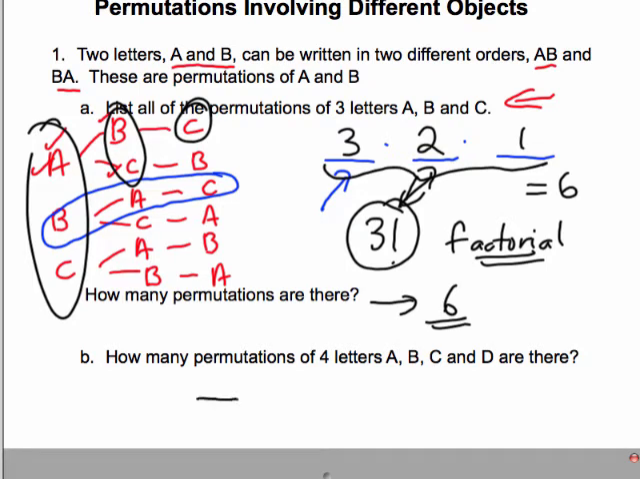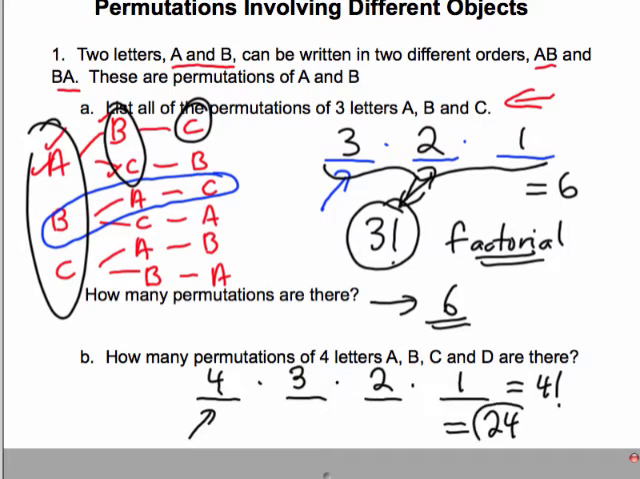it probably makes sense if we just do this. We could again do a tree diagram, but there's 4 ways to choose the first letter, 3 ways to choose the second letter, 2 ways to choose the third, and 1 way to choose the fourth, which would be 4 factorial, and 4 times 3 times 2 times 1 is 24.